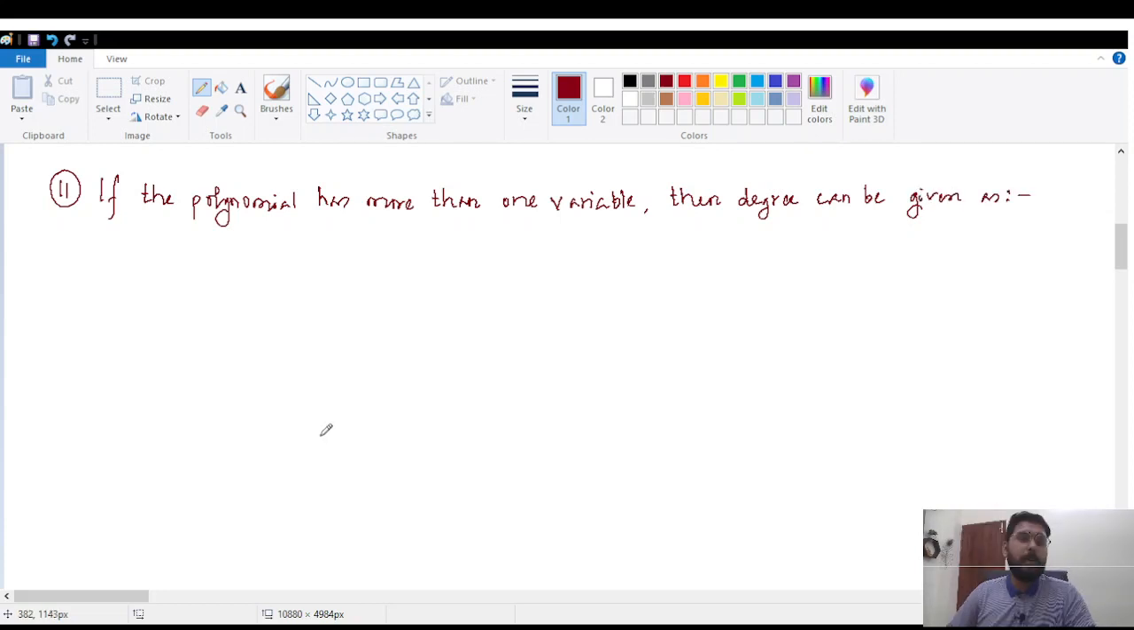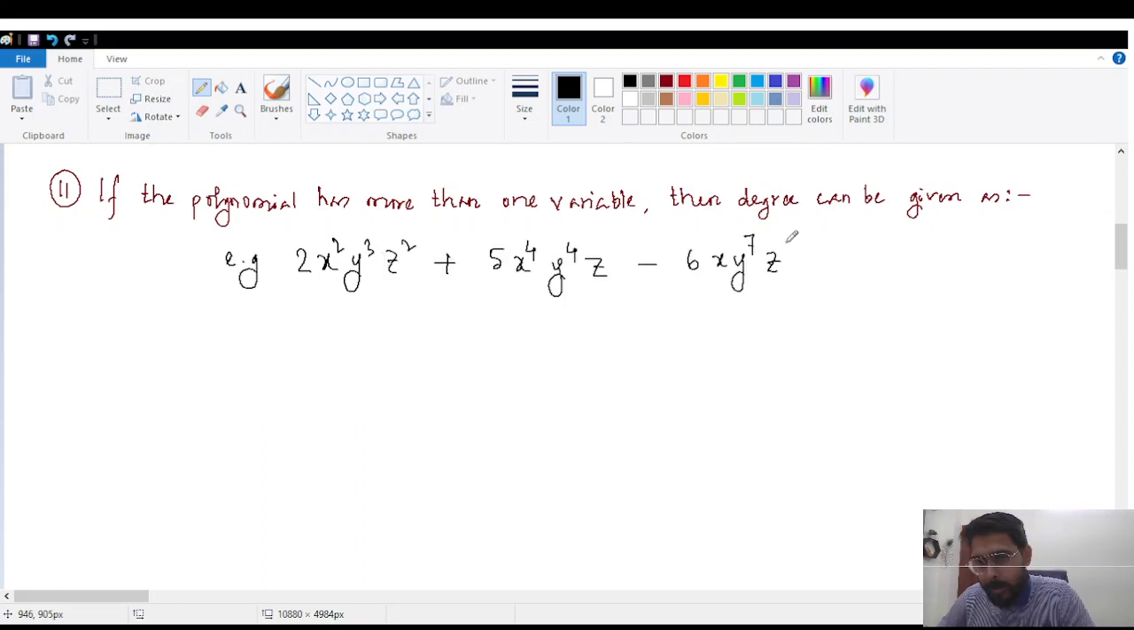So how can you give the degree then if the polynomial has more than one variable? Let us take a question to understand how we are getting the degree. So let us say x square y cube z square, and let's give it 2, plus let's say 5 x to the power 4 y to the power 4 and z, minus 6, let's say x y to the power 7 z to the power 1, and then let's say some other variable, let's say a to the power 3, for example.